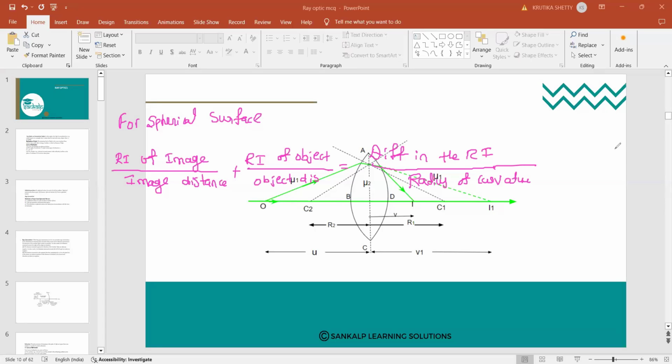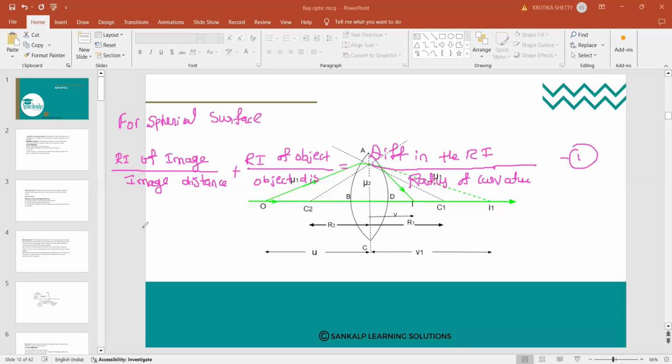So make this formula as 1. Okay, so what is the formula? Refractive index of the image divided by image distance plus refractive index of object divided by object distance, which is equal to difference in the refractive index divided by radius of curvature.